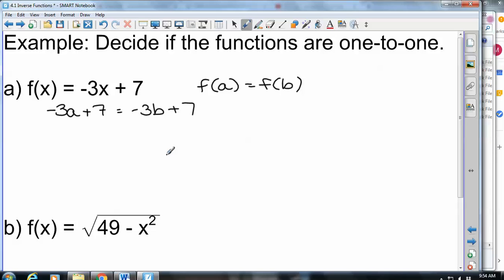So if I want to get my a by itself, what would we do first? Subtract our 7. So we have negative 3a equals negative 3b. Divide by negative 3, and I get a equals b. So what happened is I started out and I said, okay, these two y values are equal to each other. And when I solved it, I got that the only way those y values can be the same is if the x's are the same. That means it is one-to-one.